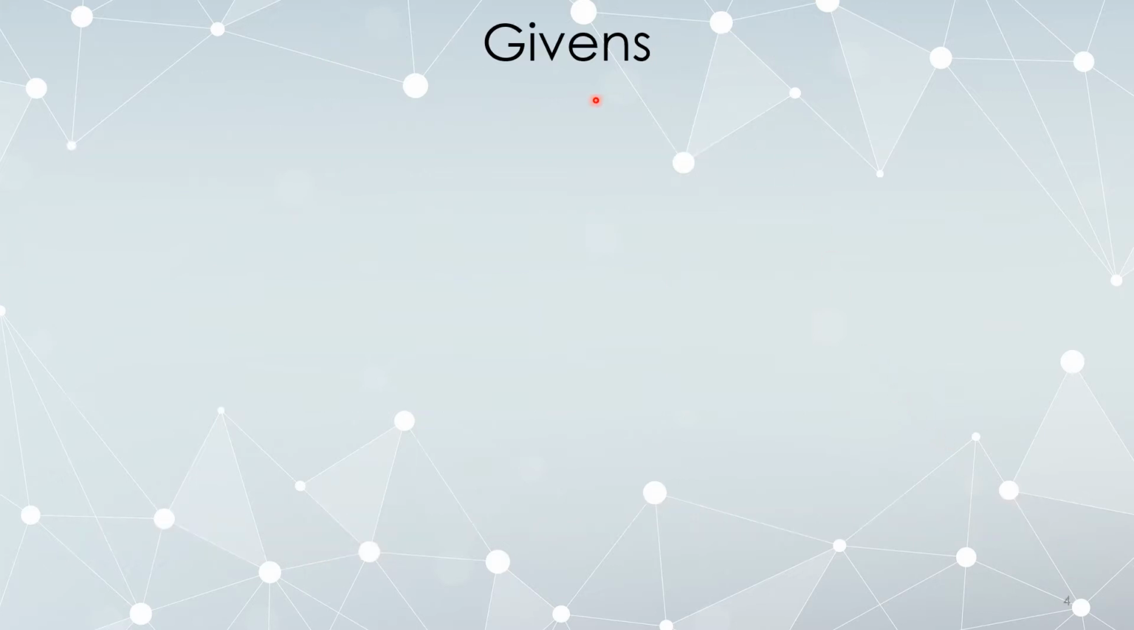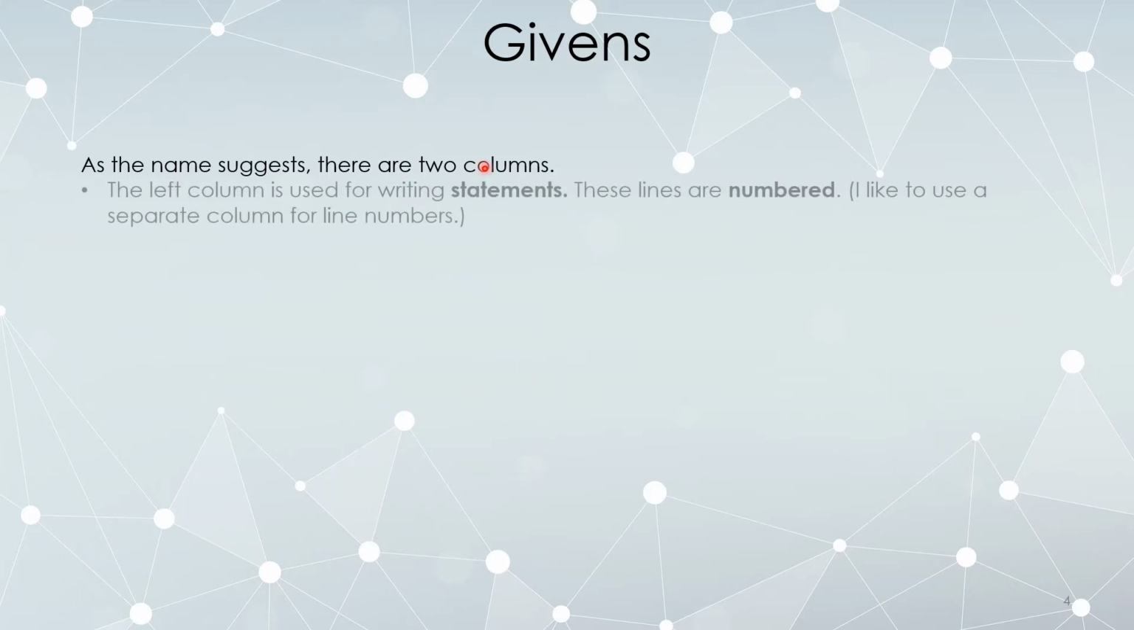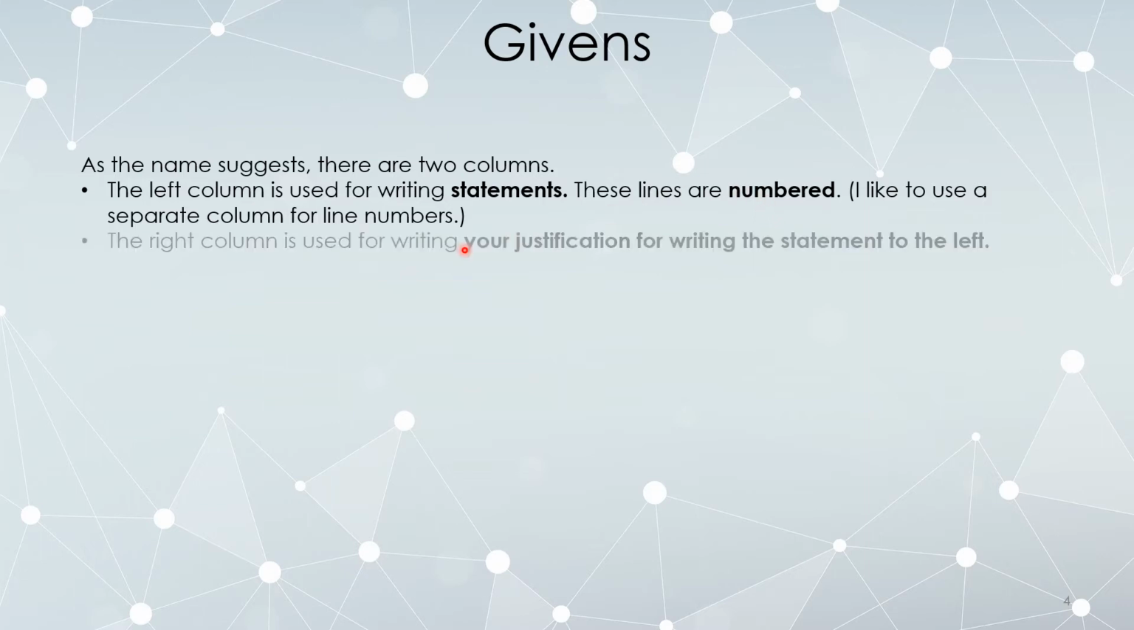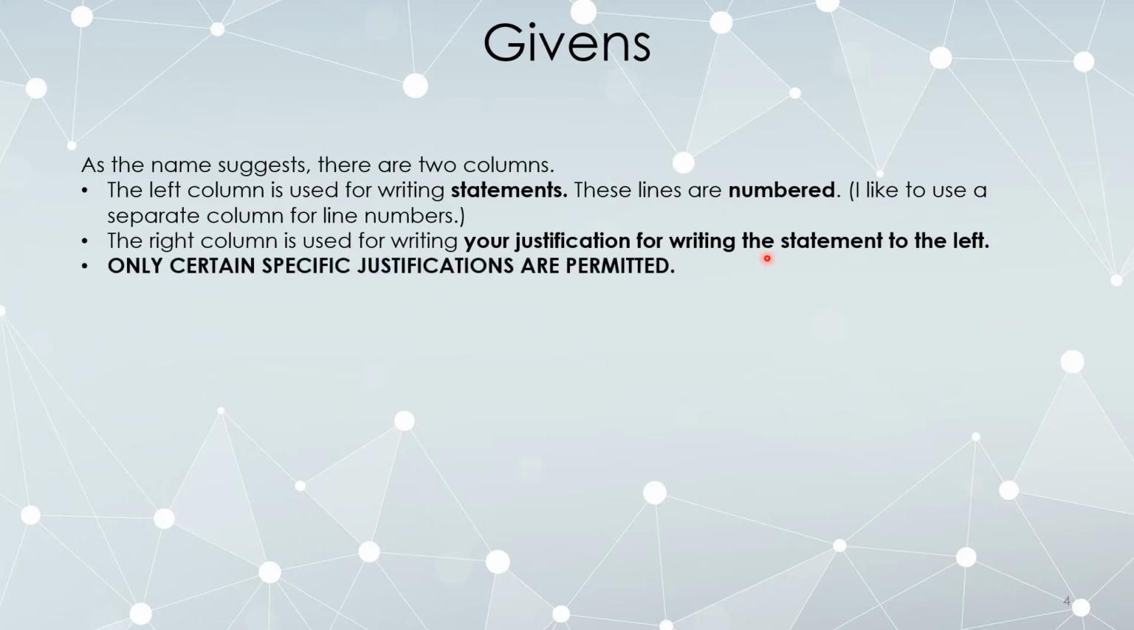Okay. So let's first take a look at what are known as givens in a two-column proof. So a two-column proof, yes, has two columns. The left column is going to be used for writing statements with a line number. I actually put the line numbers in their own column, but no one ever calls it a three-column proof. The line numbers are just a way to keep track. The right column is used for what justifies the statement you just wrote.